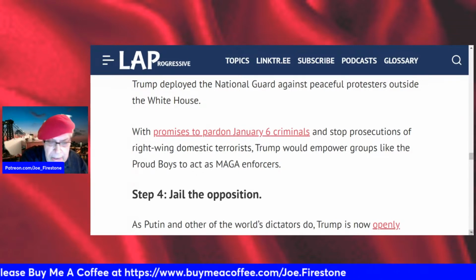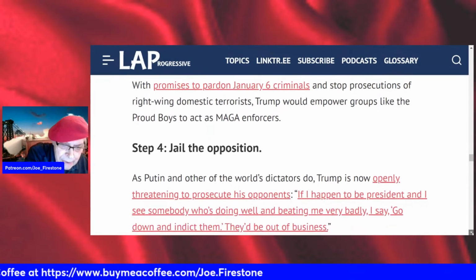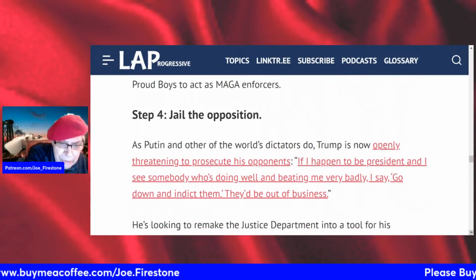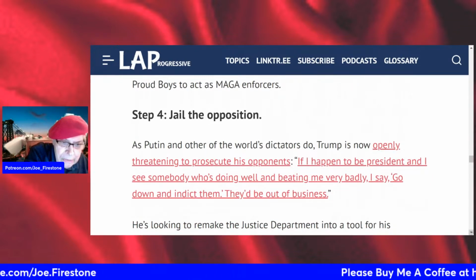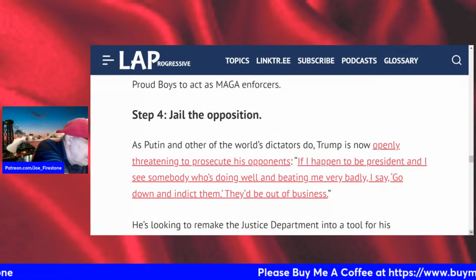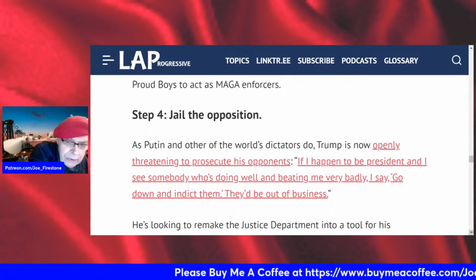Step 4. Jail the opposition. As Putin and other of the world's dictators do, Trump is now openly threatening to prosecute his opponents.